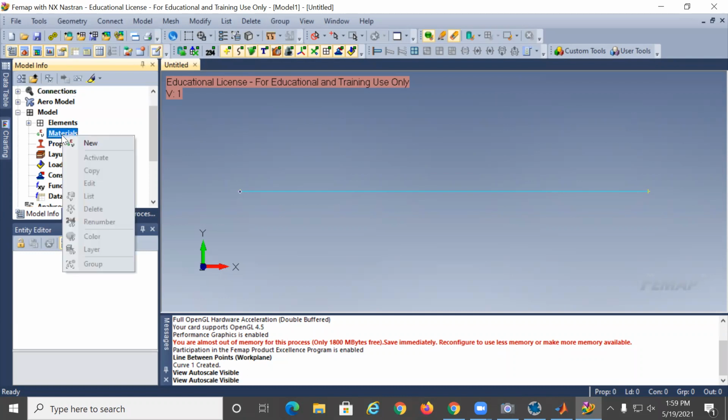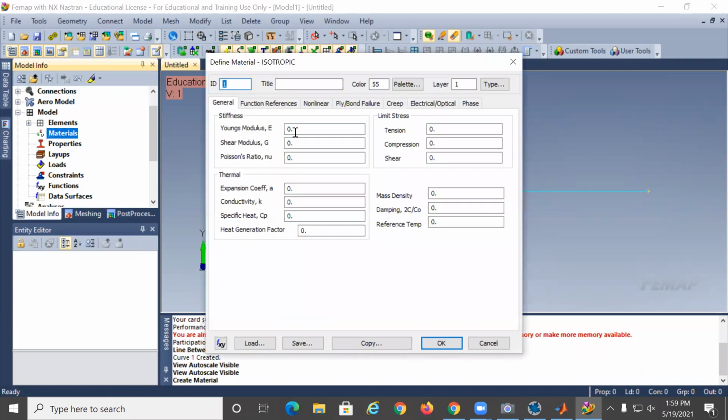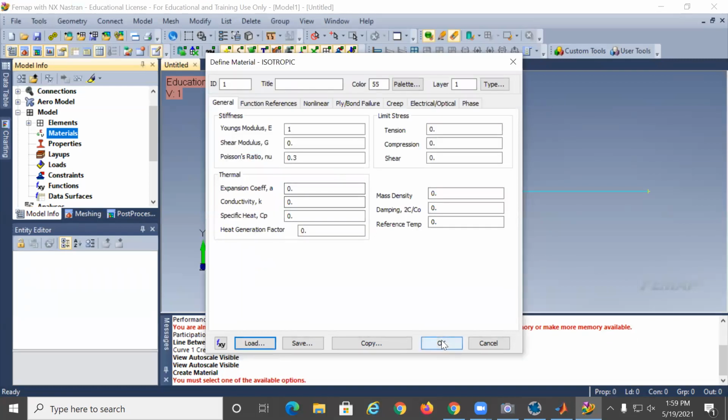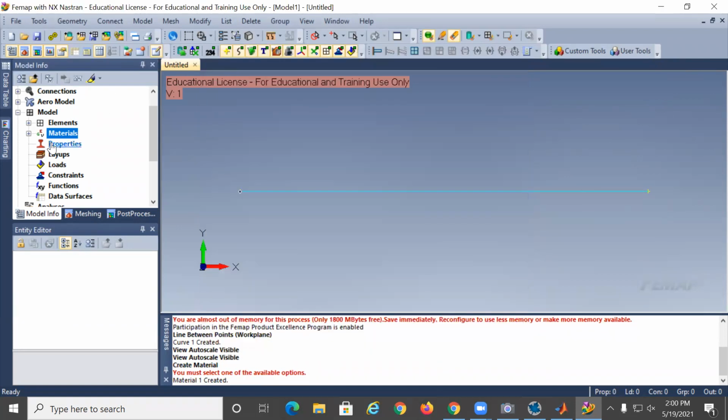So here, let's just put any material. I can just put 1 here, and here, let's say 0.3, where I could just load any one of these materials. Really should not matter at all. I want to select any of these, let's say here, okay. All right, so deselect the material.